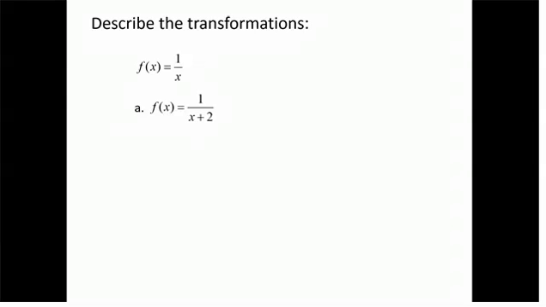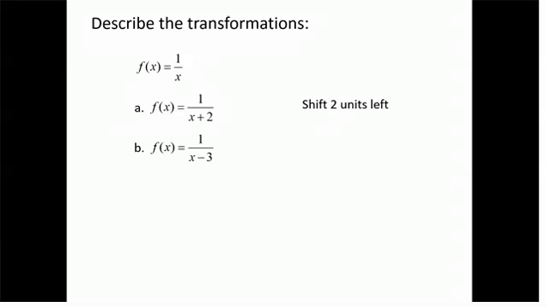Since the operation is directly on the x variable, we know that this transformation is going to be in the horizontal direction. Since it's added and not multiplied, we know it's a shift. So in this case, we would have a shift 2 units to the left.